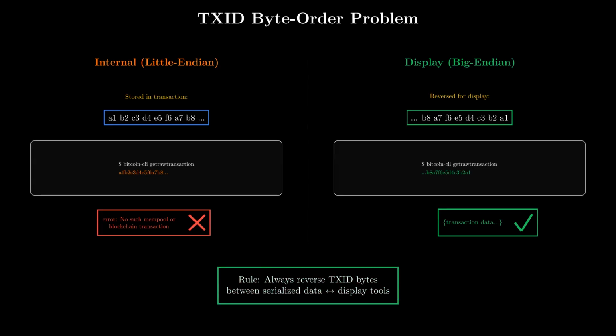Each byte swaps position, reversing from one end to the other. This mismatch is an artifact from Bitcoin's earliest code, and it's now permanent. Every developer working with raw transactions must reverse txid bytes when moving between serialized data and display tools.